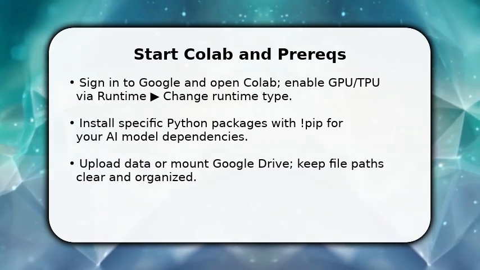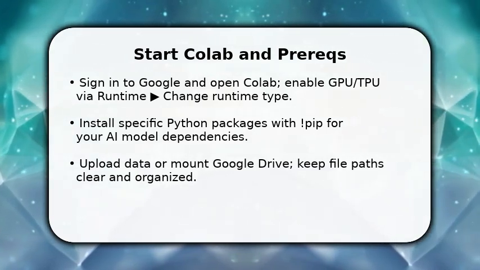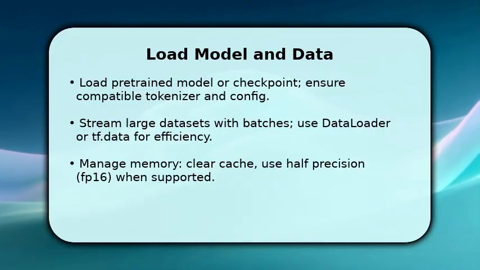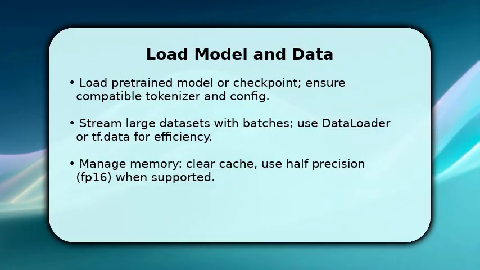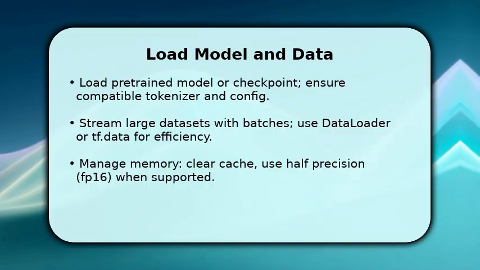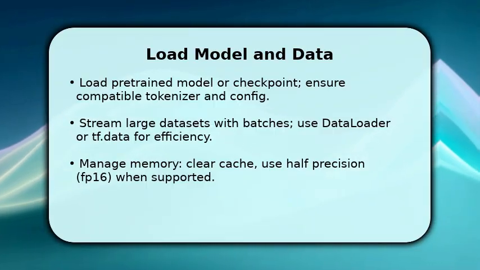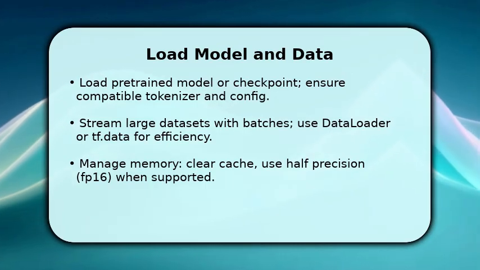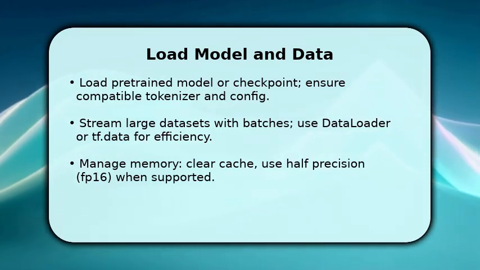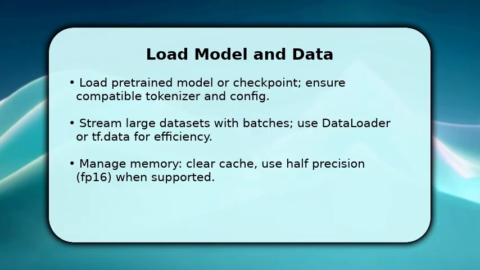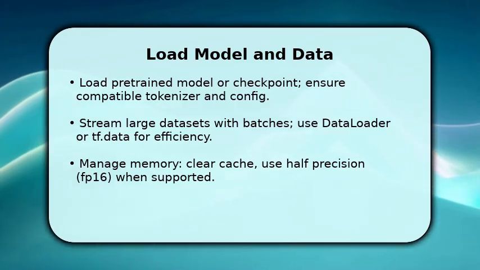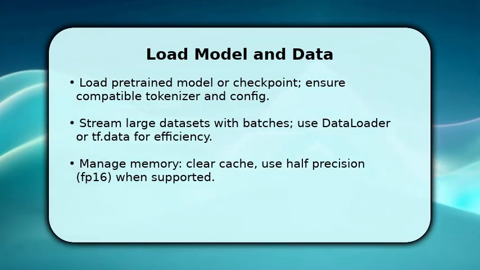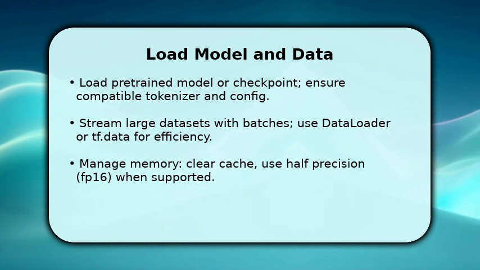You now load the model and data and focus on compatibility and efficiency. Load the pre-trained checkpoint and its tokenizer together so tokenization matches model expectations. This avoids silent token ID mismatches. Next, stream data in batches using DataLoader or tf.data to minimize RAM spikes and process on the fly to scale. Make sure to manage GPU memory, clear caches, delete unused variables, and prefer half precision if supported. Doing these steps reduces out-of-memory errors.